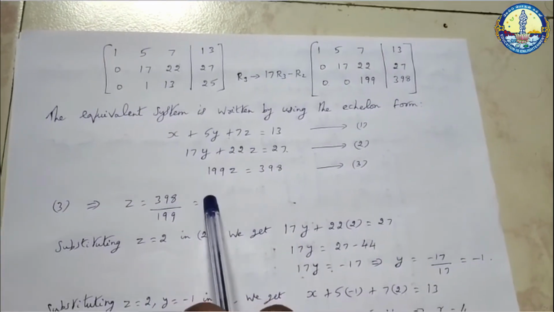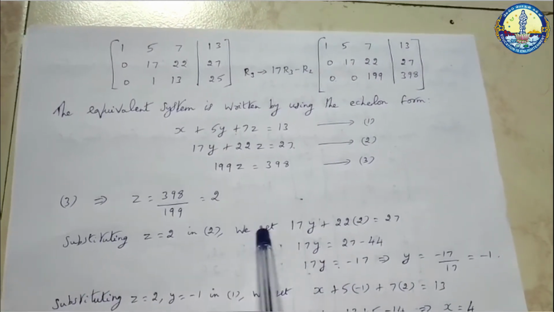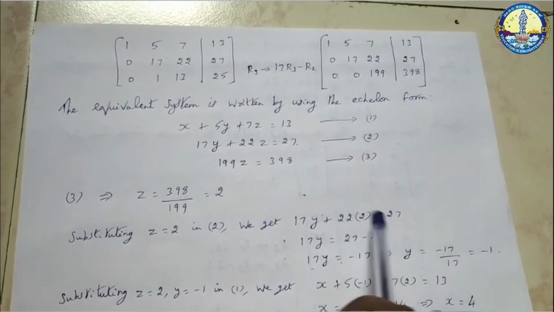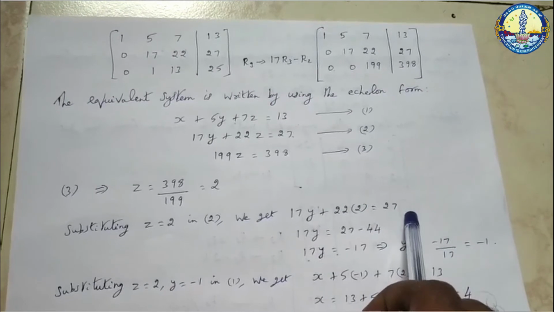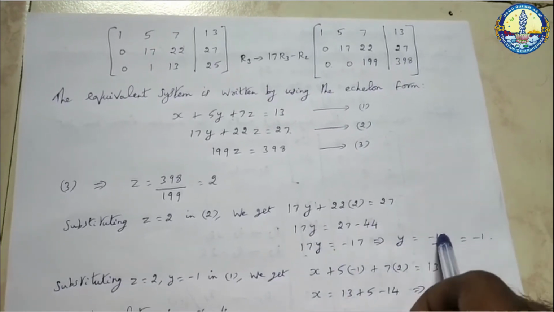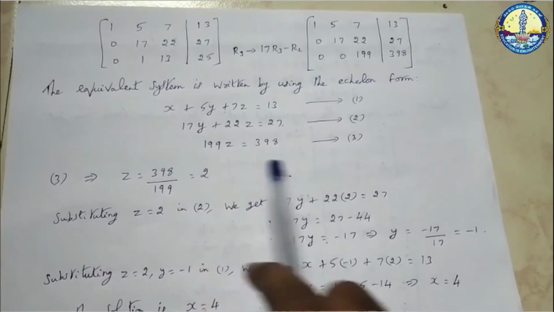Substituting z equals 2 in equation 2, we get 17 into y plus 22 into 2 equals 27. So 17y equals 27 minus 44, since 44 goes to the other side as minus 44. So 17y equals minus 17, so y equals minus 17 by 17, which is minus 1. So we found the z value and y value.